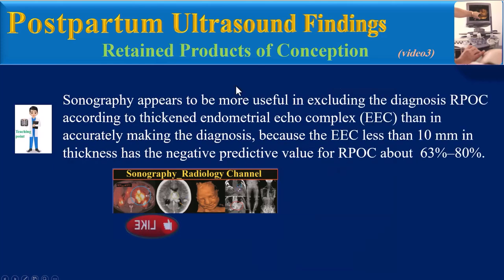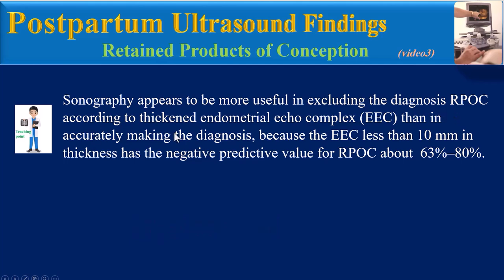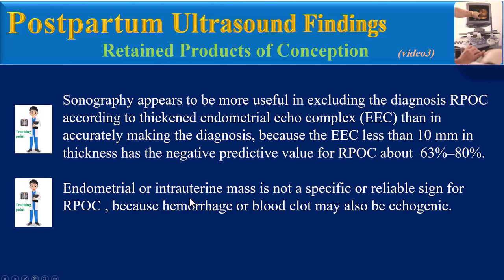Sonography appears to be more useful in excluding the diagnosis of RPOC according to a thickened endometrial echo complex than in accurately making the diagnosis, because an EEC less than 10 mm in thickness has a negative predictive value for RPOC of about 63 to 80%. Endometrial or intrauterine mass is not a specific or reliable sign for RPOC because hemorrhage or blood clot may also be echogenic.